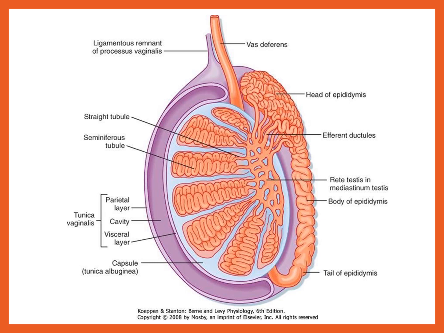The testis contains 200 to 250 testicular lobules. So these are the testicular lobules. Within these testicular lobules, you have around 3 seminiferous tubules. These are the coiled seminiferous tubules, right?